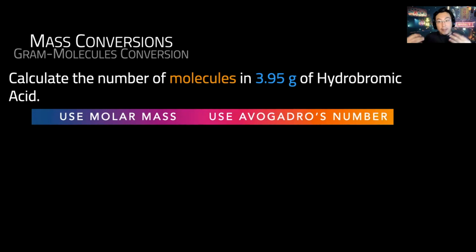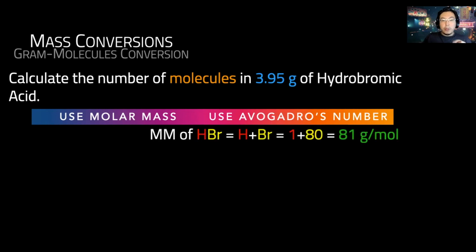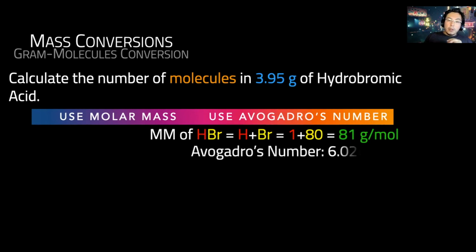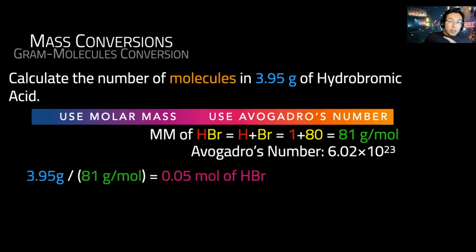First, we need to get the formula from the name. So if you remember from nomenclature, you will find out that it's an H and a Br, just like that, right? Charges meet, so that's fine. Now we get the molar mass for hydrogen, which is 1, and the molar mass for bromine, which is 80. Together, hydrobromic acid is 81 grams per mole. So we get the Avogadro number because we're also going to need it, and we start now our journey.